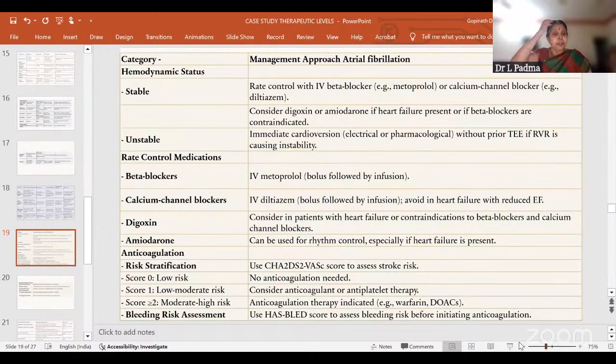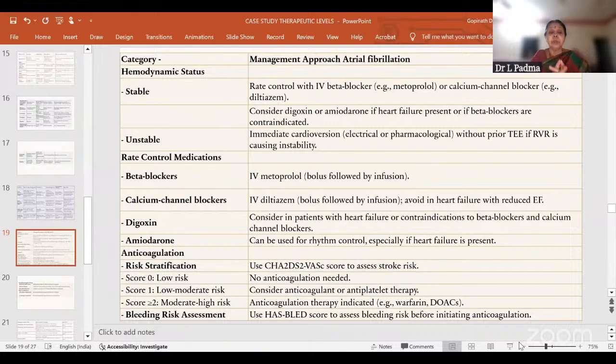As I told you, heart rate lowering agents here, with the conditions we have just seen. If it is quite stable, then we use rate control with metoprolol or diltiazem, and digoxin or amiodarone only when heart failure is present or beta blockers are contraindicated. When are beta blockers contraindicated? A, B, C, D: asthma, block, coronary heart disease, and diabetes, especially non-selective beta blockers. In unstable angina, prior to cardioversion, if RVR is causing instability, in such cases we do so.